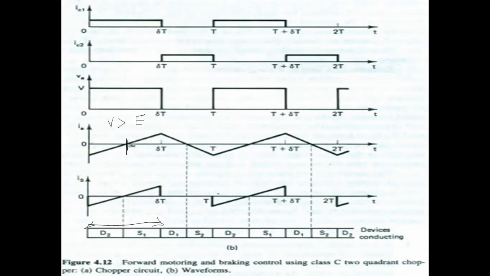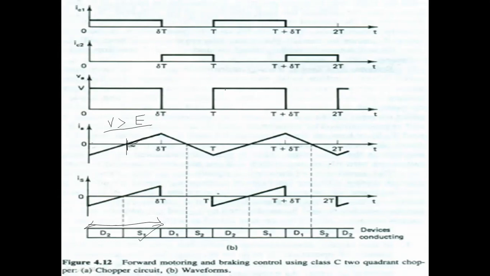So IC1 will be present. What happens? The armature current will flow again. As V is greater than E, the armature current starts flowing after it attains 0, and it does not stop at 0. It starts increasing as V is greater than E, because S1 is still conducting. So we observe that as discontinuous conduction is absent here, the motor current will be flowing all the time.